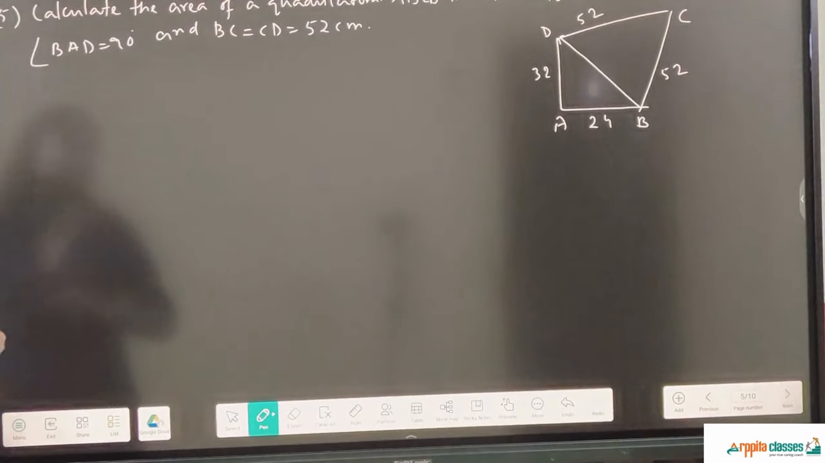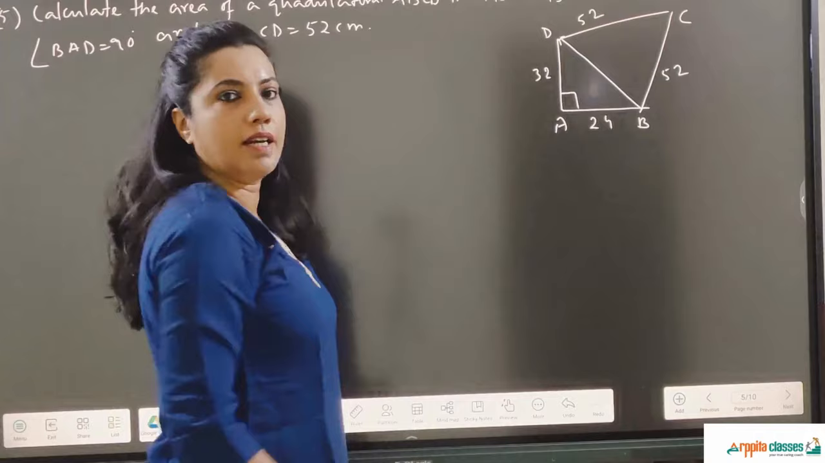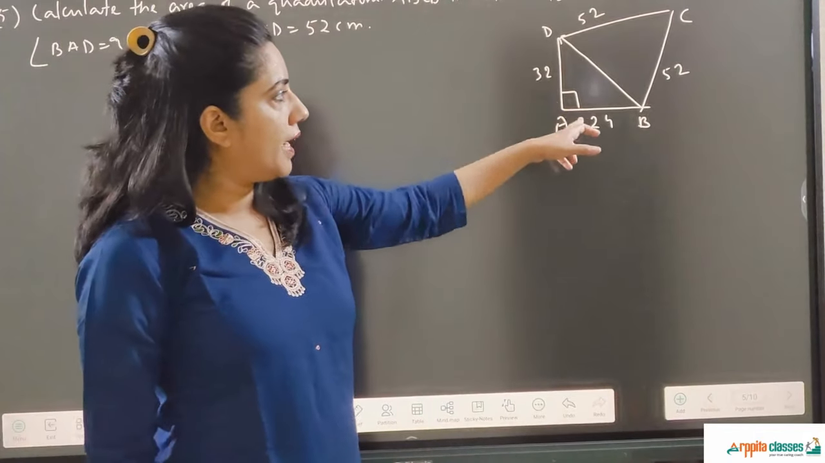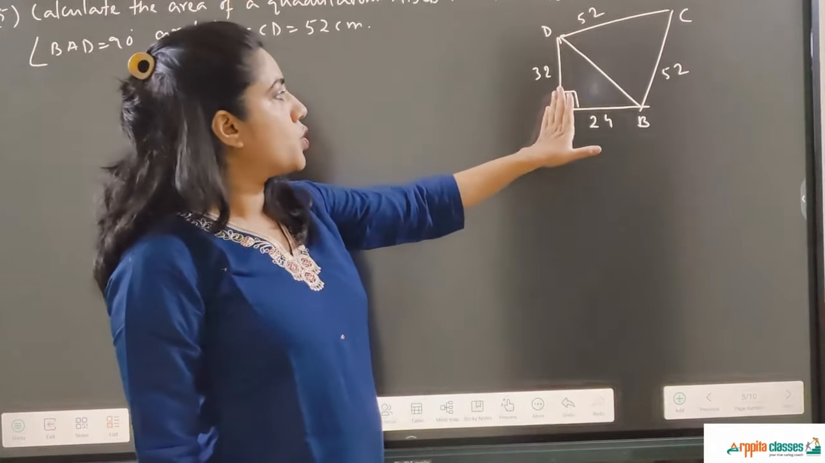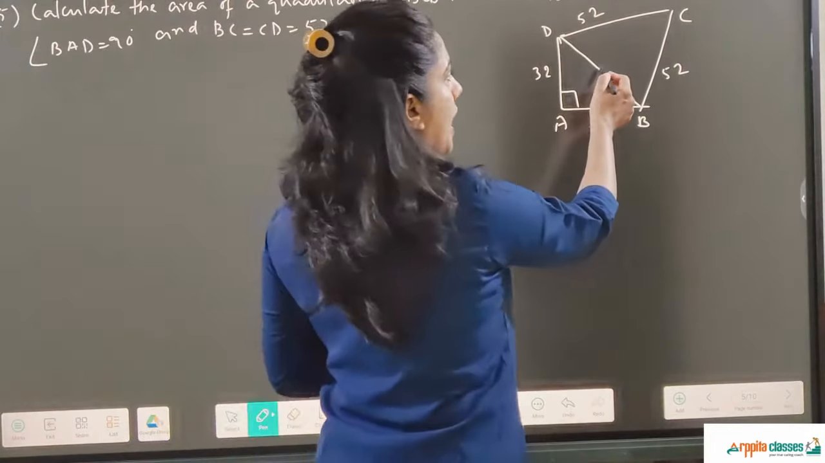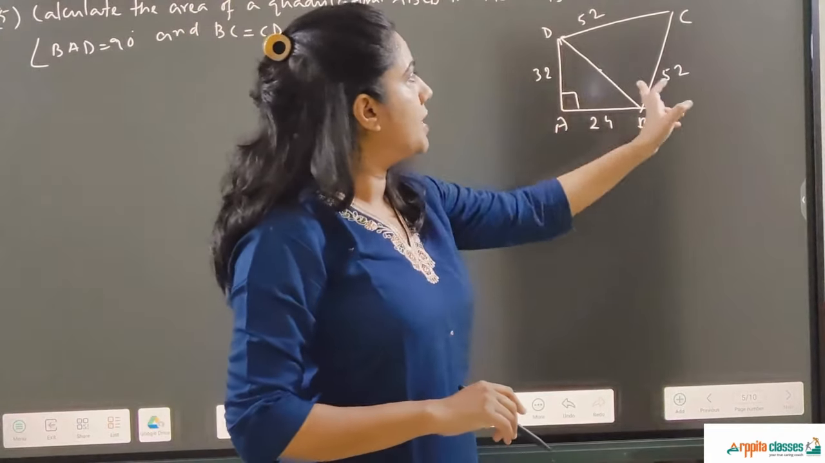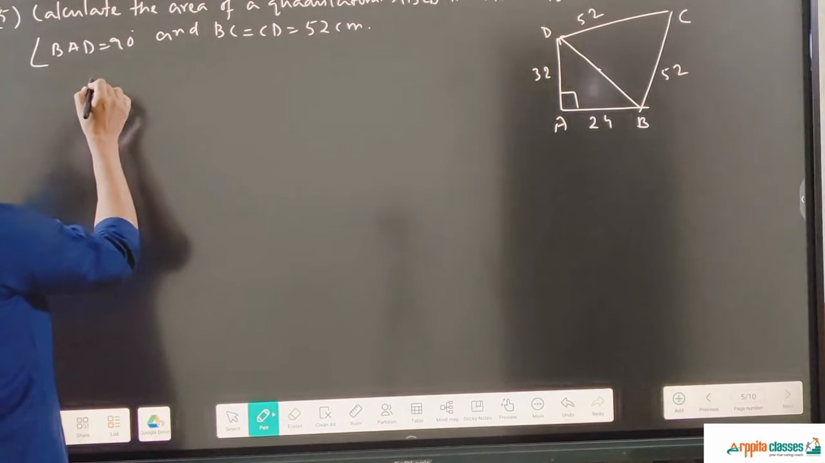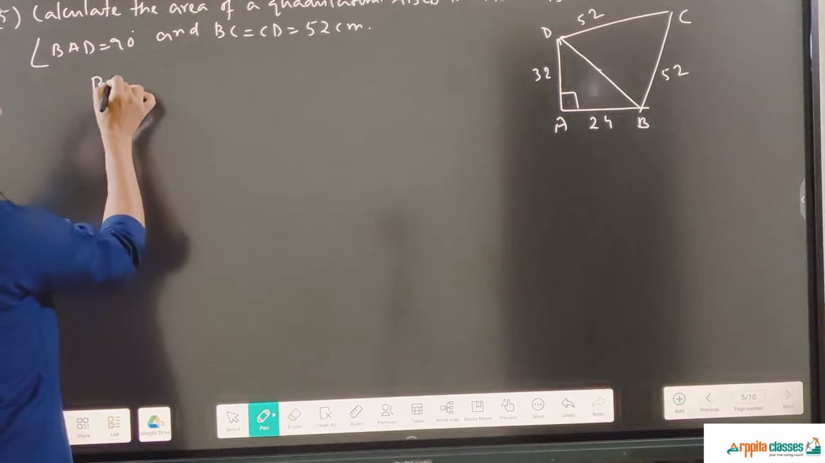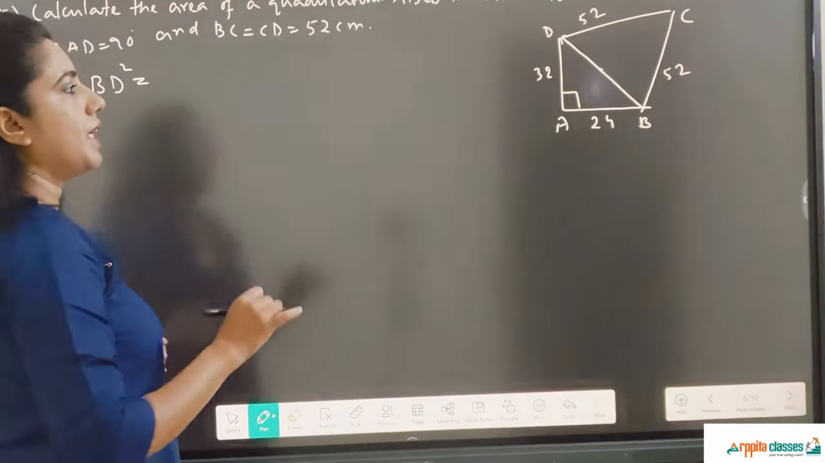So you can see this angle, BAD angle, is 90 degree, that means this is a right angle triangle. So we can find out the area of this ABD by half into base into height. Also by applying Pythagoras we can find out the hypotenuse, and once we get the hypotenuse then we can find out the area of BCD by Heron's formula. Okay. So first we'll find out the hypotenuse, that is BD square, and directly writing you have to mention that by applying Pythagoras and everything.